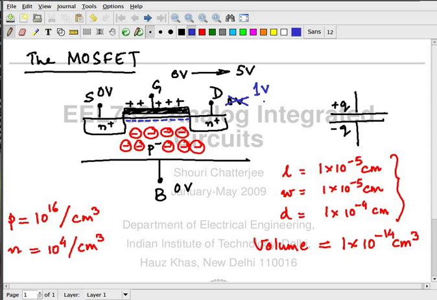So right now I have drawn a uniform layer of the channel. Okay, uniform charge density in the channel. When the drain becomes 1 volt, this is not going to be uniform anymore. There are going to be more electrons on the source side and less electrons on the drain side.